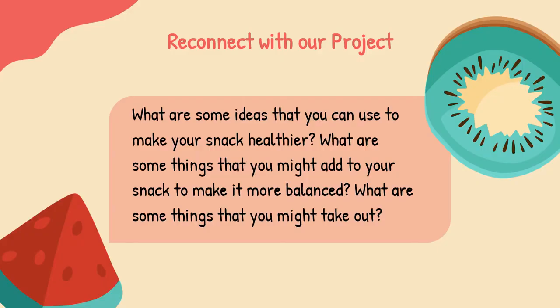And now we're having students reconnect with their project. So what are some things that they might add in order to make their snack more balanced? What are some things that they might take out to make it healthier? So we're having students, again, optimize, go back to that draft. What have you learned? How can you change your model? How can you improve it? So this model is a pretty living formative assessment to see how students are actually understanding the material.